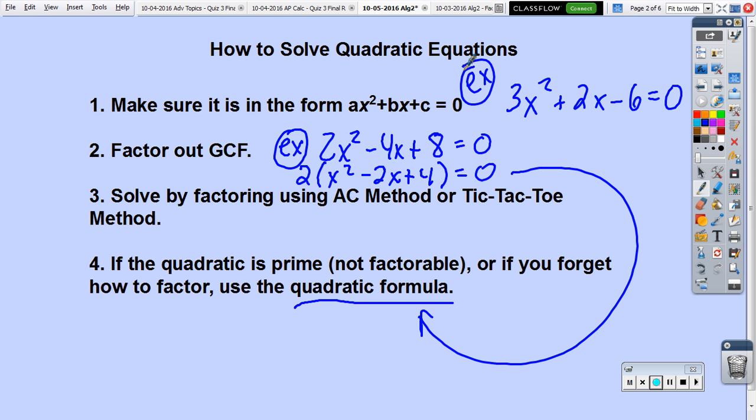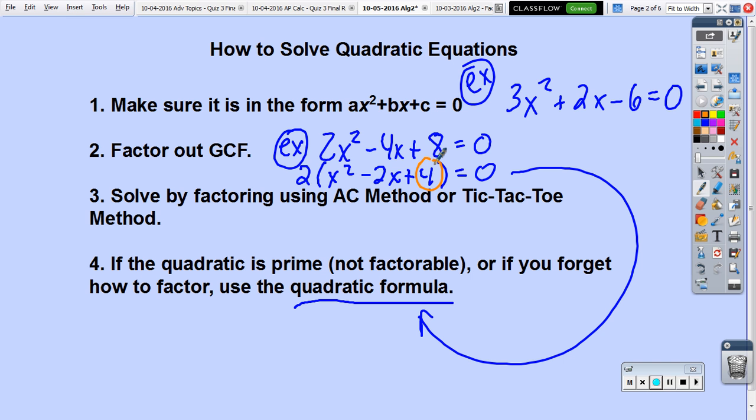Step 3, solve by factoring using AC method or tic-tac-toe method. So when you're focused on factoring, let's say just this guy, this is just a 2, that's a constant. So if you try to factor this, now this is short AC, right? This is a 1, so all I have to do is look at this and say, okay, 4. Factors of 4 that add to -2. Are there any integer factors that work like that?